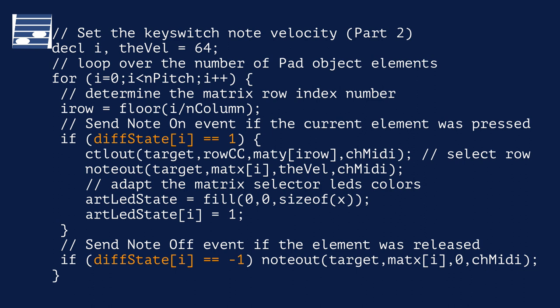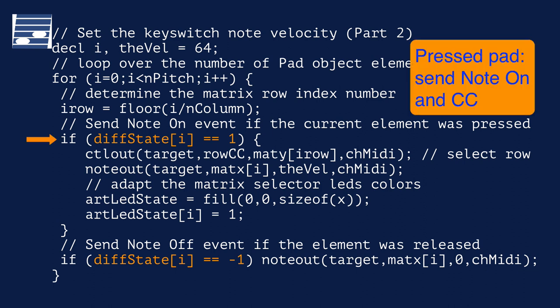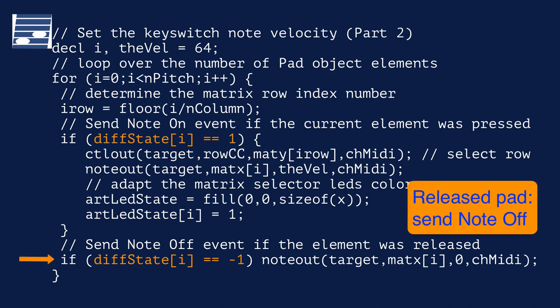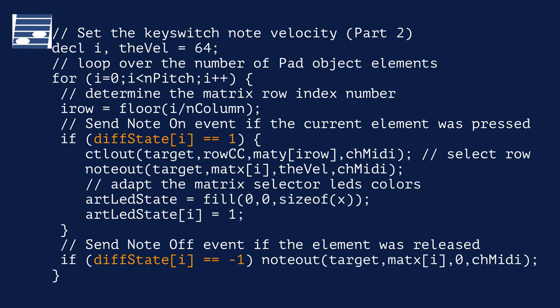We execute a loop over the pad elements. Whenever an element is pressed, the state changes from 0 to 1 and we send the combination of the corresponding MIDI note on message and the controller value for CC16. Releasing a pad element means the difference value is minus 1. This triggers the sending of a note off message.